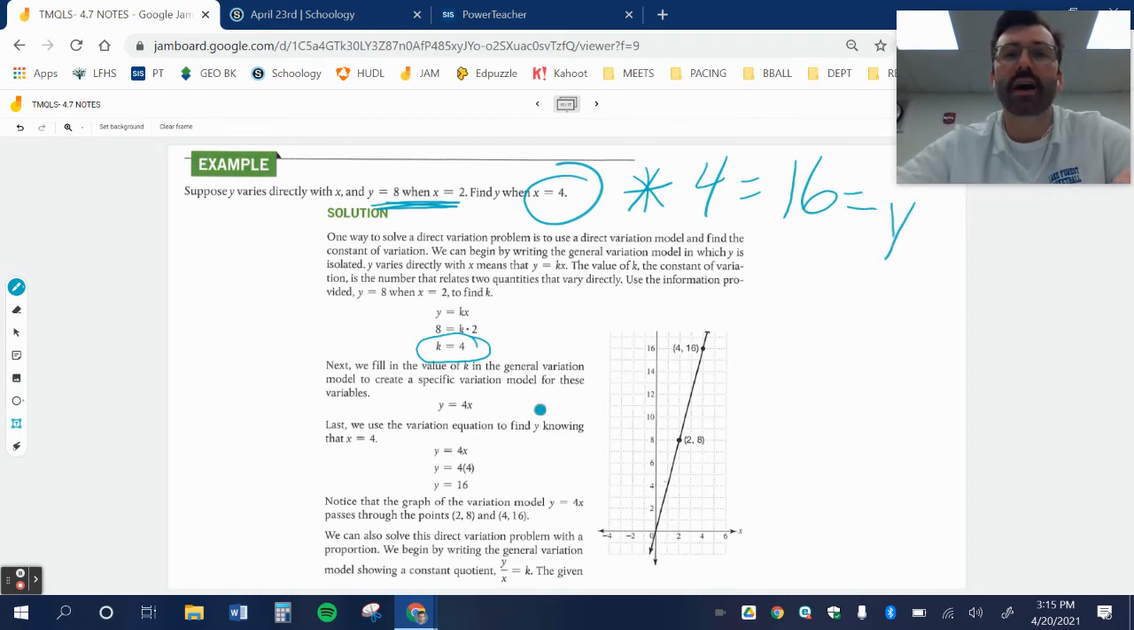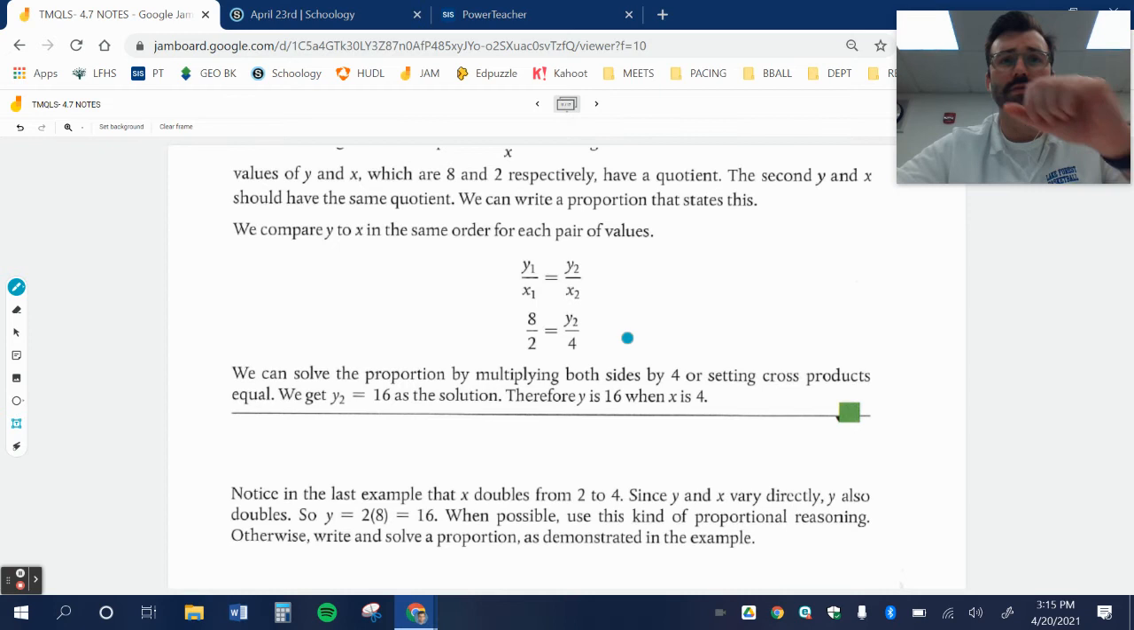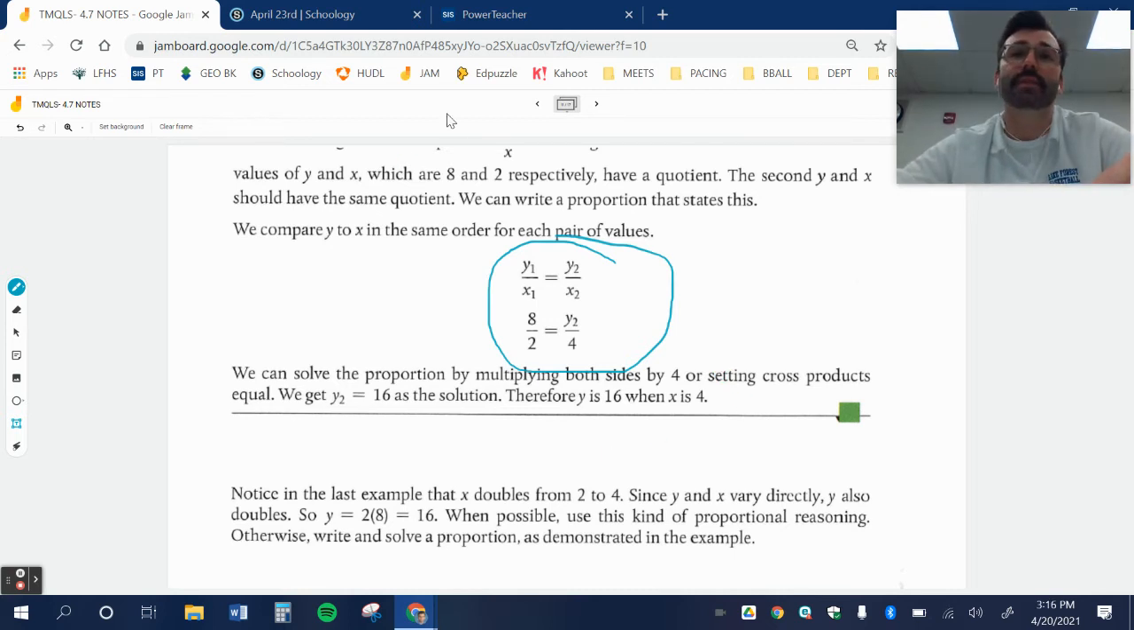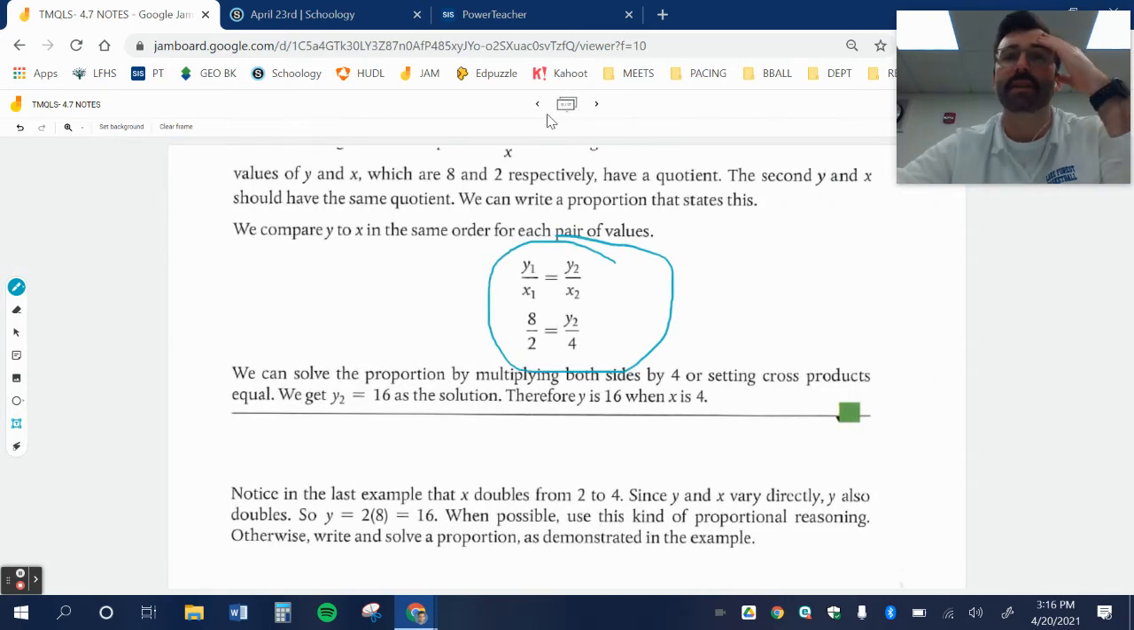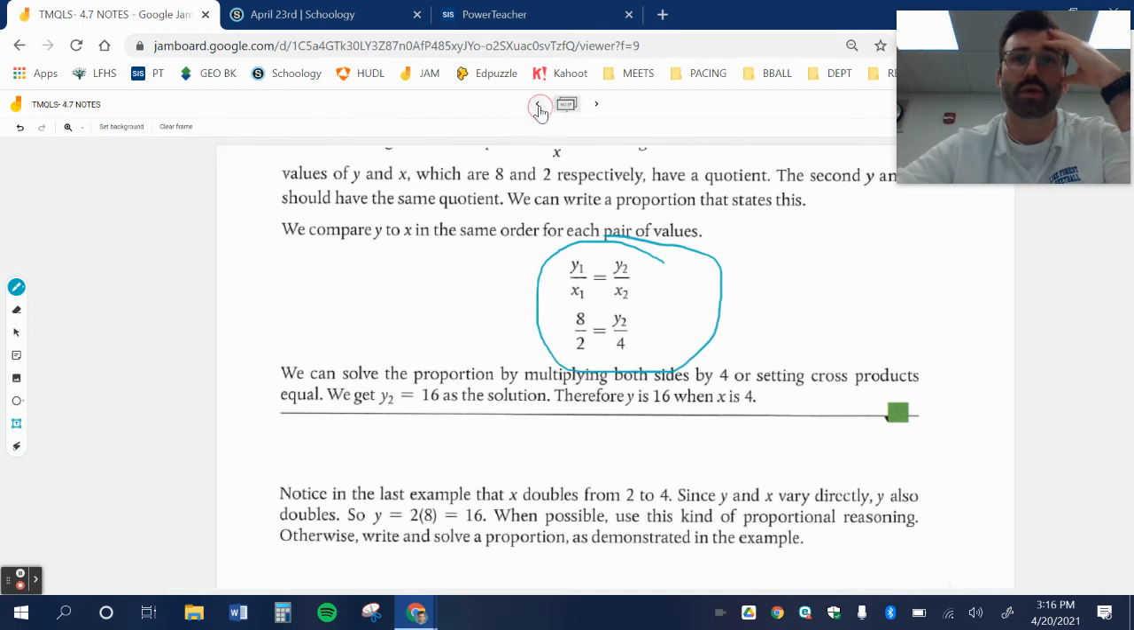You could do this a different way. It says, notice the graph is a direct variation model of y equals 4x, passing through these 2 points. We can also solve this by using a proportion, and then it goes on to explain more using your y and x values here. That's true. You can do that. It can help sometimes. How would I do it? I would probably do it this way. I would just think about it algebraically. But some of us are visual people.